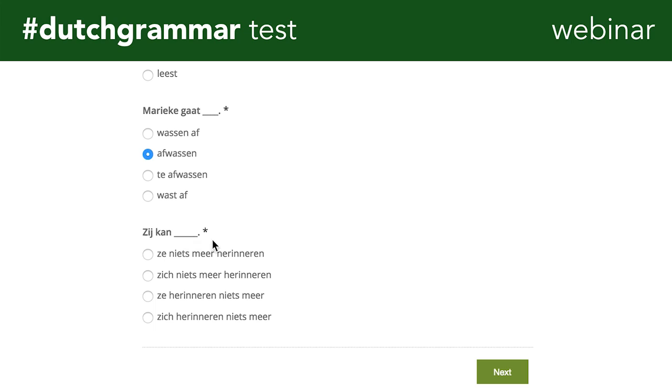Zij kan. We see the word herinneren. Reflexive verb, lesson 33. The reflexive pronoun is zich. Then lesson 28 about modal verbs. Kunnen can be combined with the infinitive of another verb that is placed at the end of the sentence. Answer 2.